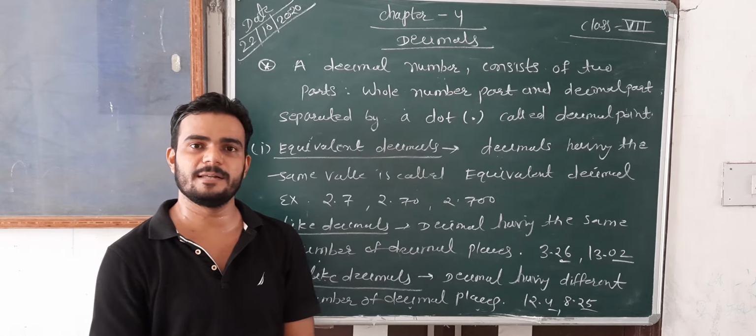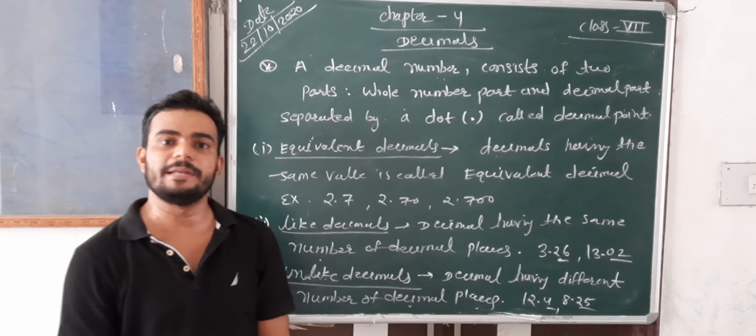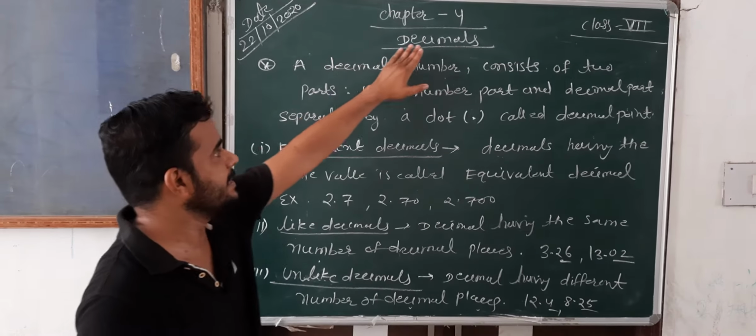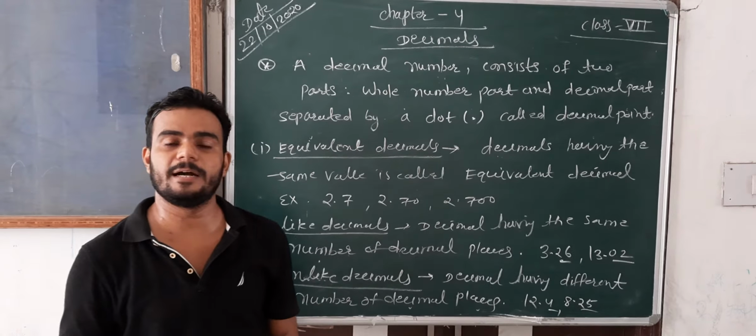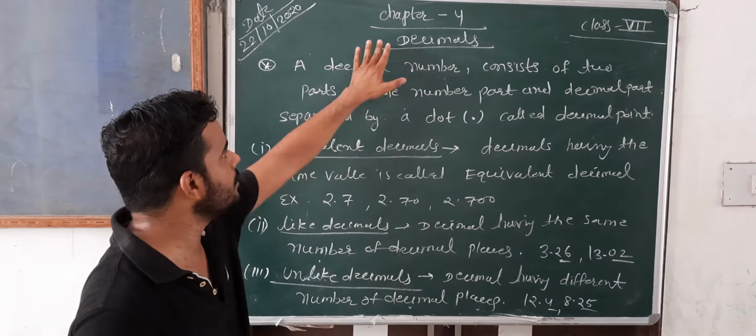Thursday, our math class is there. Last class we already completed chapter second. Chapter first we completed integers. Now we are going to start our next chapter, chapter fourth, decimal. Chapter first, second, and third are already completed.